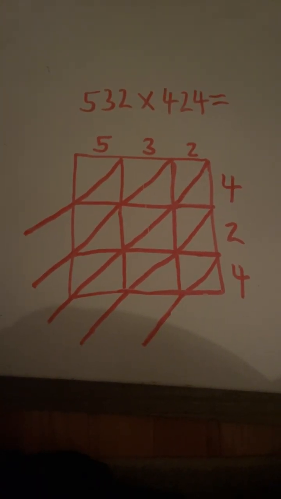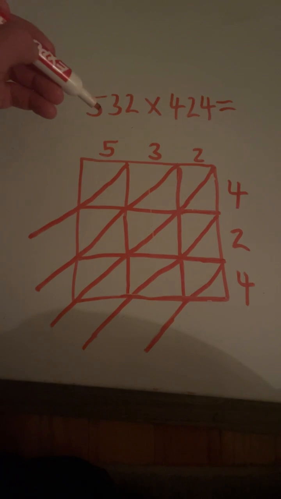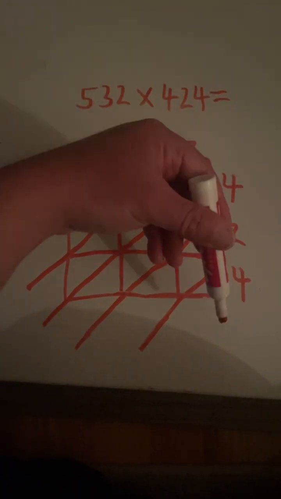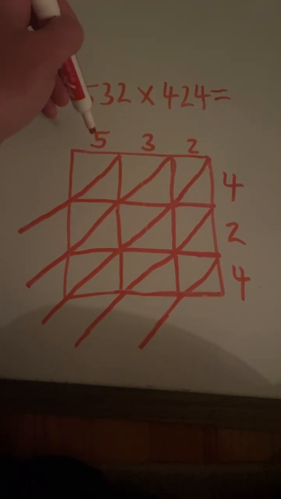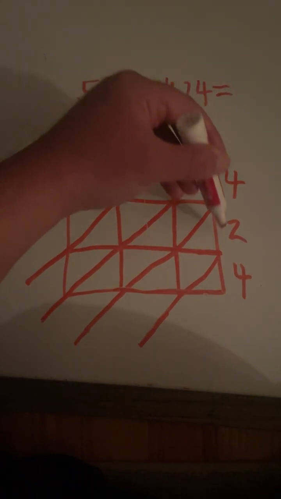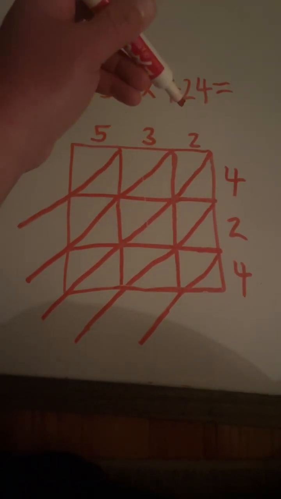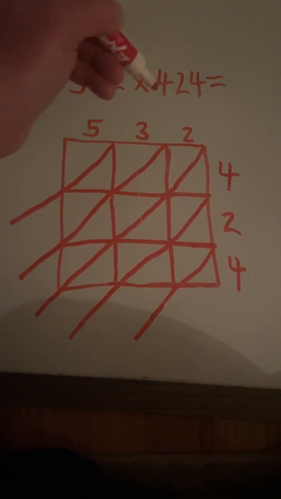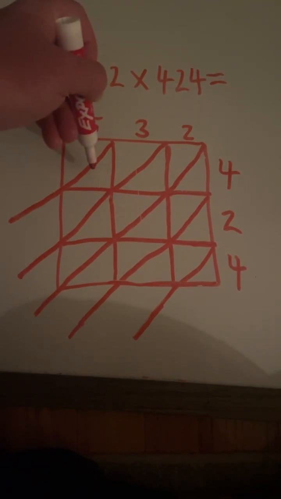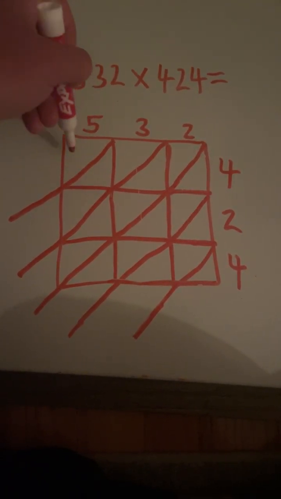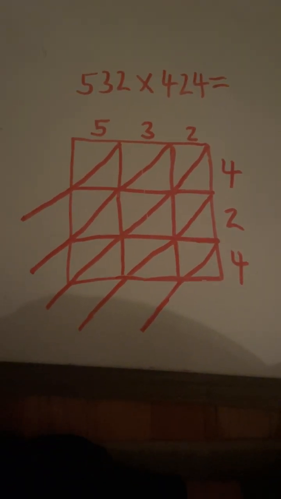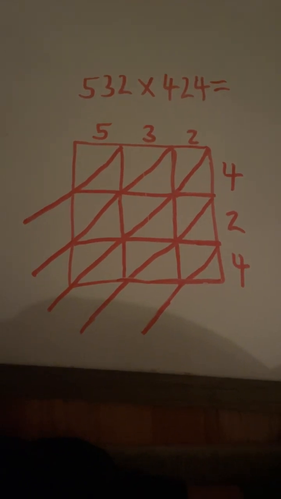So for the lattice method, each digit gets a box on the top and on the side. So 532, we have a box for each digit on the top. Then 424, there's a box for each digit going around the side. Now inside the squares, each product goes in the square and there's a digit for each of our products. So that probably sounded confusing, but it'll make sense as I get into the problem.